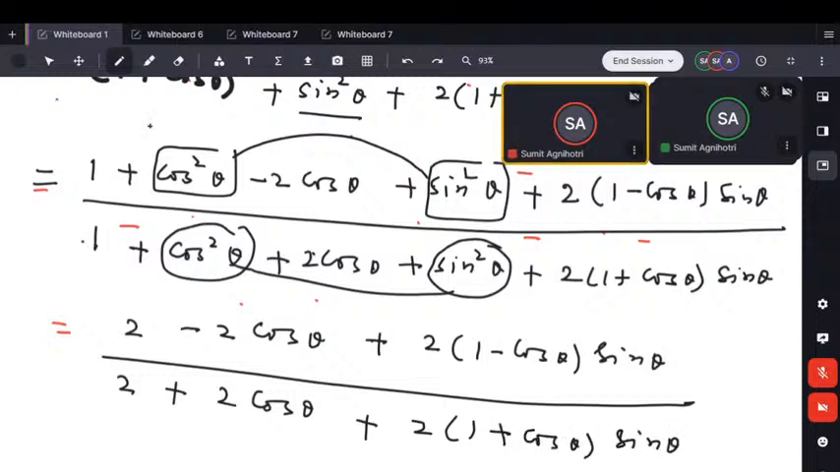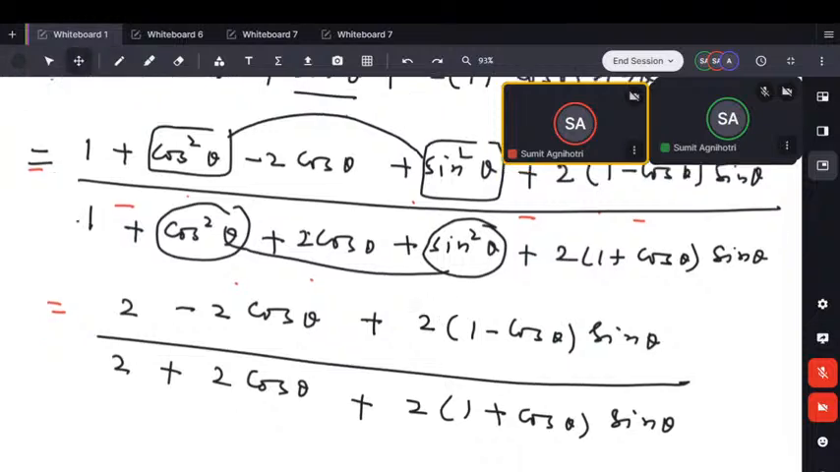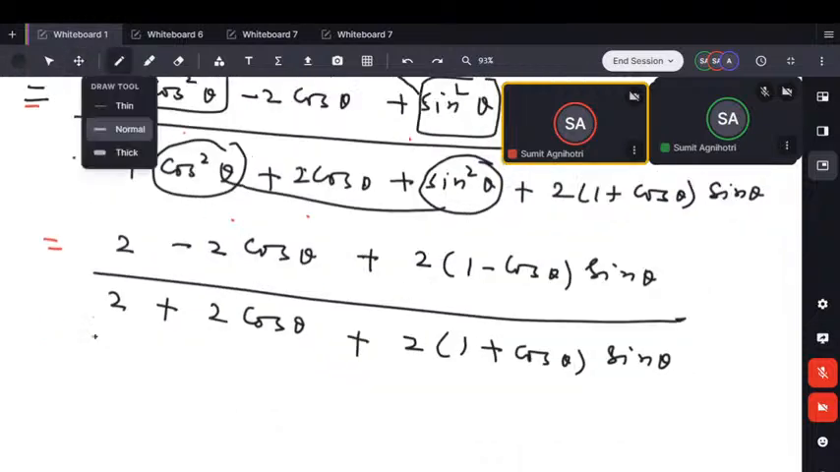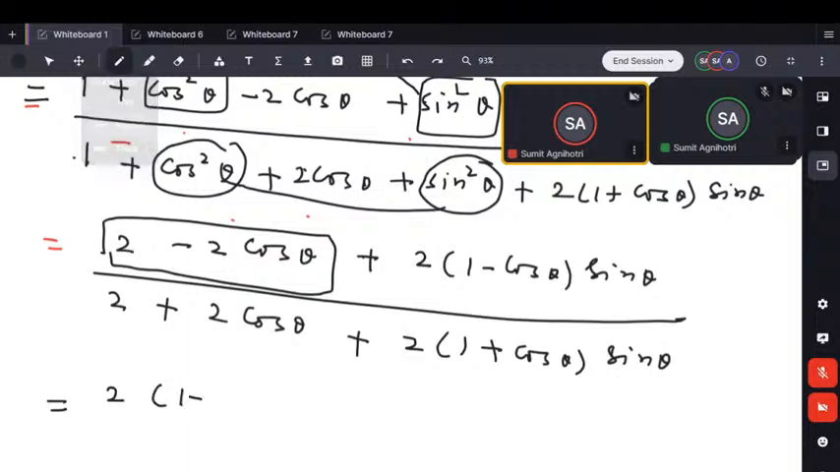Don't worry, the solution is so easy now. By changing the approach, we will be able to get what we are supposed to get. Now from here, you can take 2 as common. You will get 1 minus cos theta.